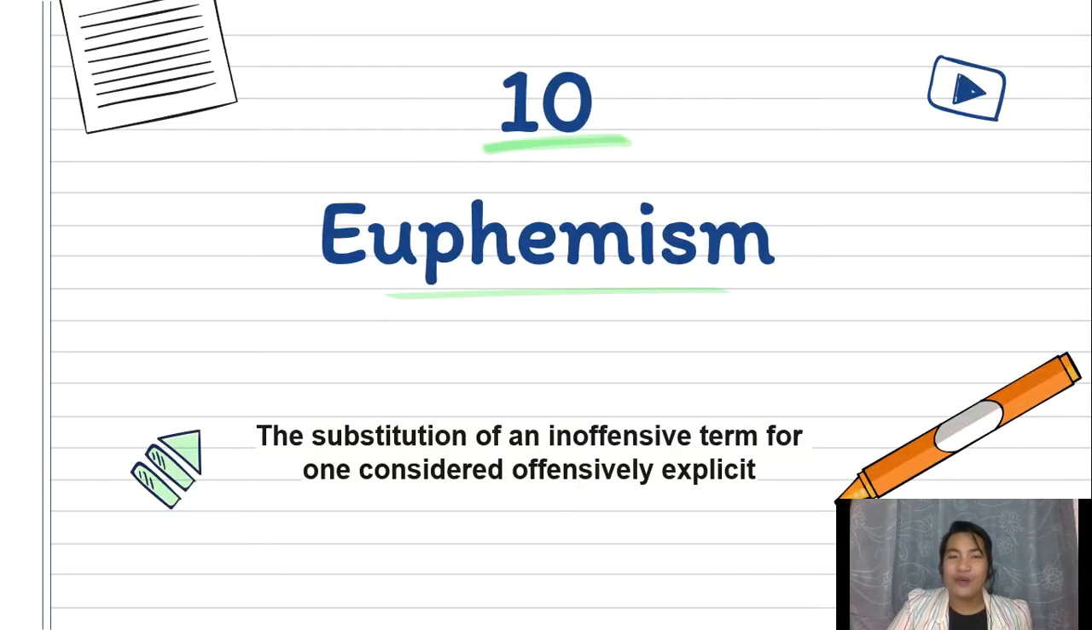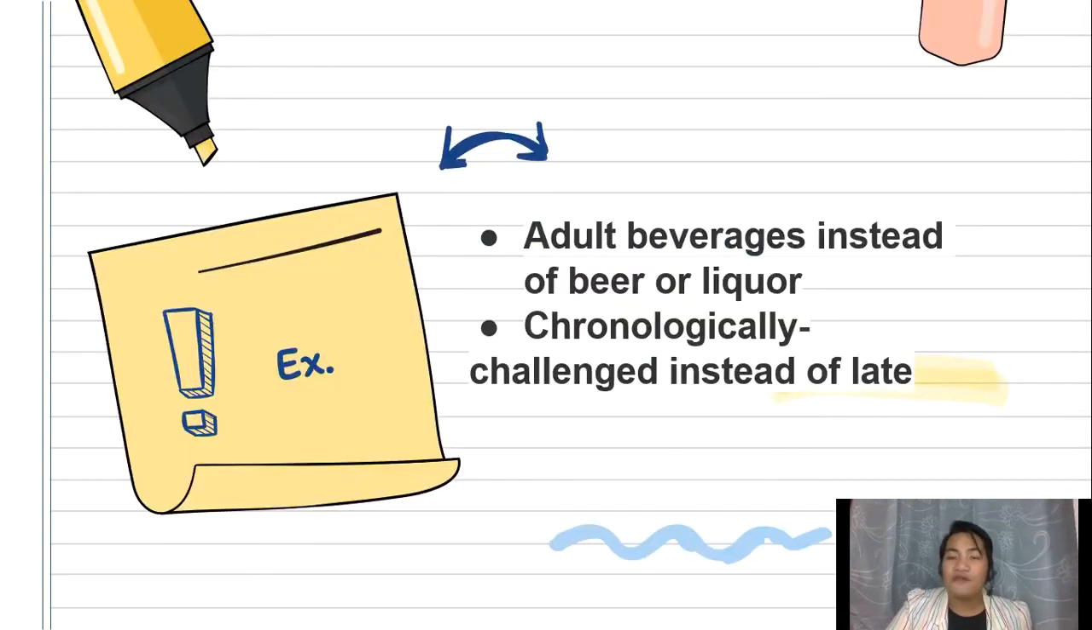Number 10, euphemism. The substitution of an inoffensive term for one considered offensively explicit. For example, adult beverages instead of beer or liquor. Chronologically challenged instead of late.